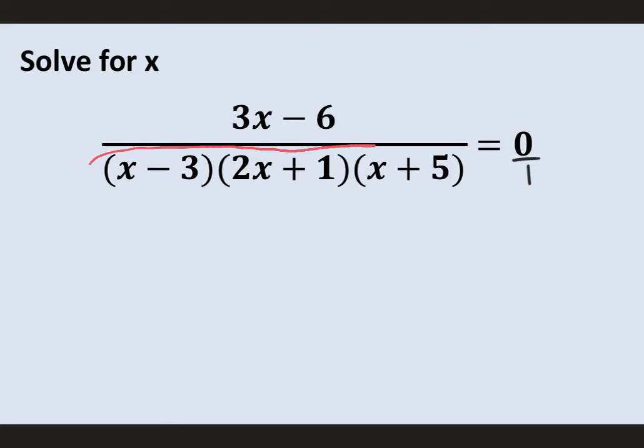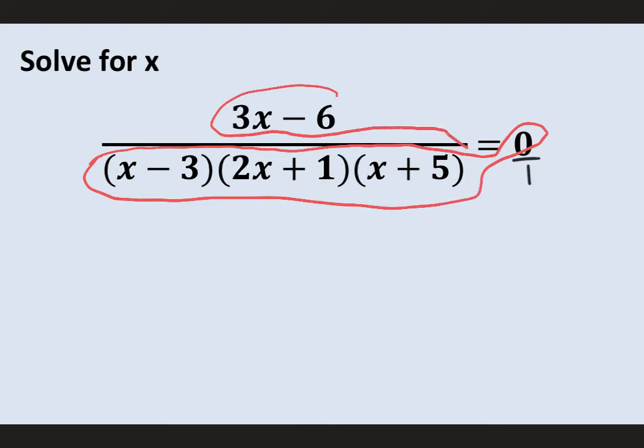I'm going to multiply all of this bottom stuff by this 0, which is going to be nice. And I'll multiply all of this top stuff by the 1. Well, 0 times all of that bottom stuff is going to be just 0. And then 3x minus 6 times 1 is going to be just 3x minus 6. Well, how about that? That just got a lot easier.